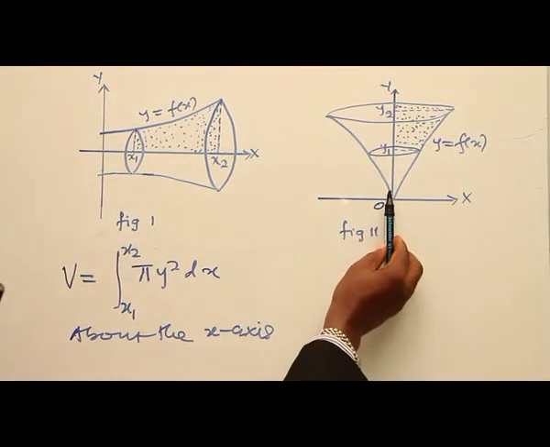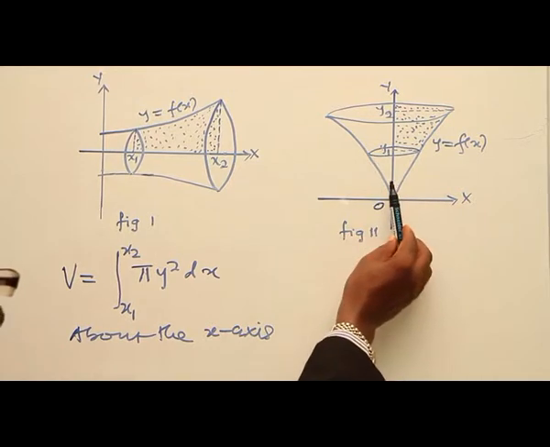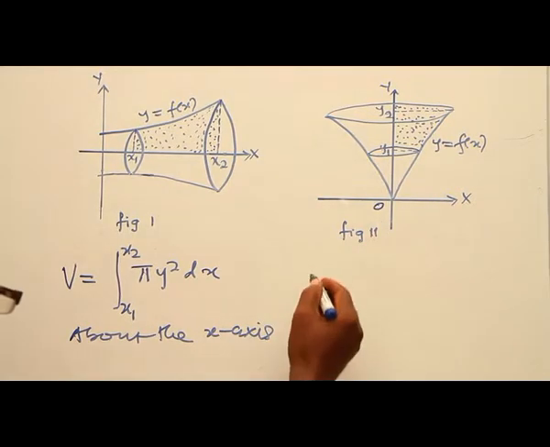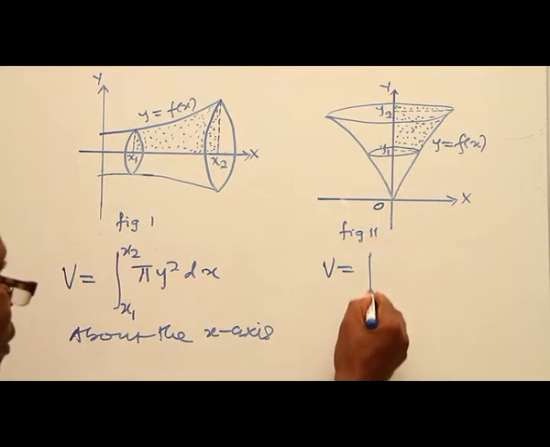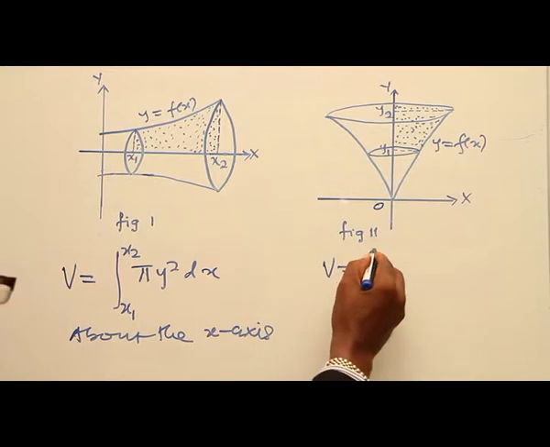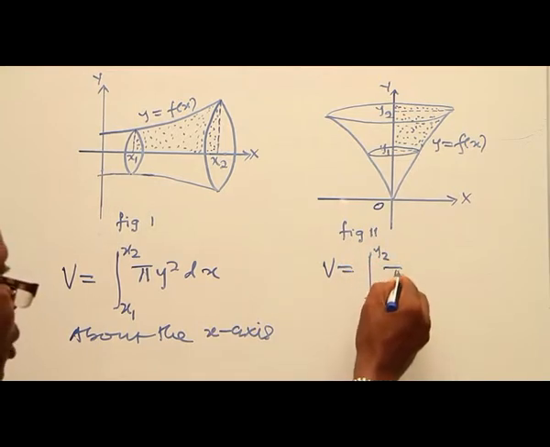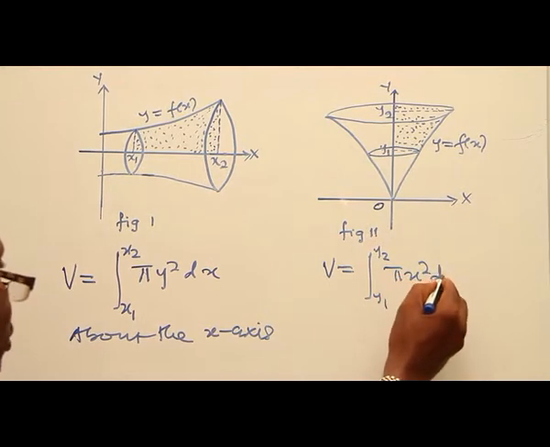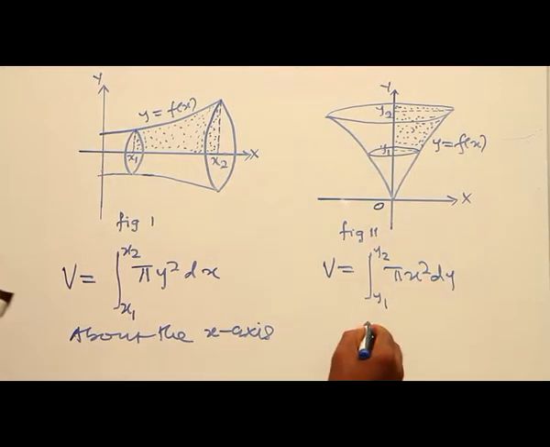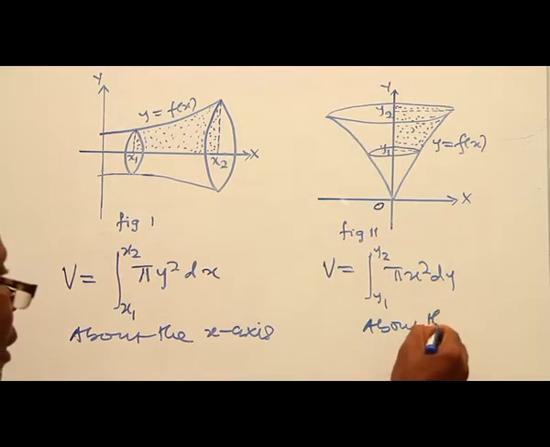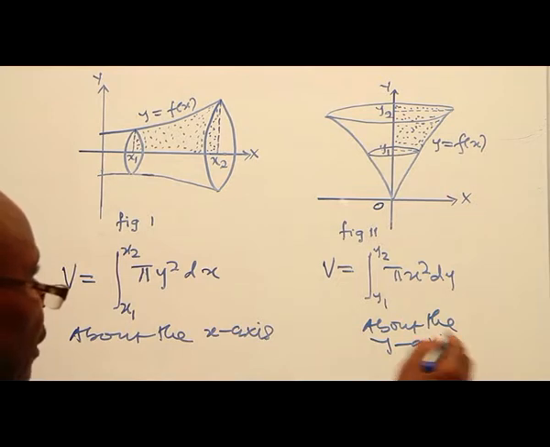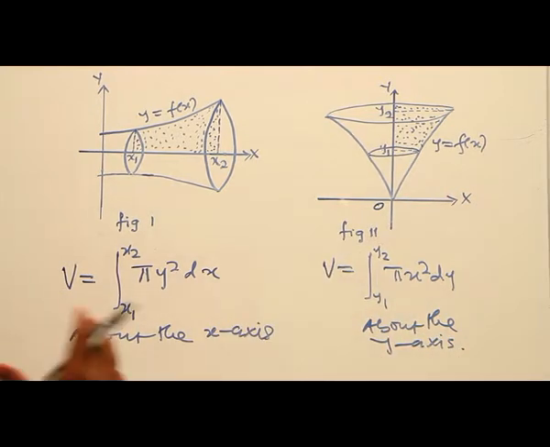Now you will see clearly here that this is rotated about the y-axis. So in this regard, our volume will be equal to the integral from the limit y1 to y2, and then of course we have the same π, and this time x squared with respect to y. So this is a rotation about the y-axis. There are other cases we are going to look at, but specifically these two cases will suffice for now. So let's look at how to calculate the volume generated either about the x-axis or about the y-axis accordingly.